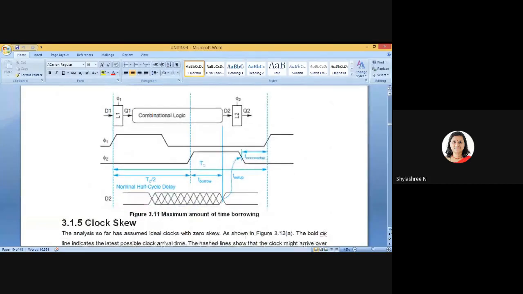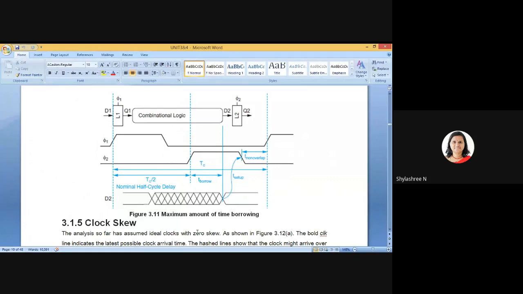Okay. So this is the concept of the maximum amount of time borrowing. What is the maximum amount of time borrowing? I'm talking about the circuit diagram with respect to your timing diagram, with respect to your two-phase transparent latch based system, right? There are two latches, phi 1 and phi 2. So what is the maximum amount of time borrowing you can do? That is what we are discussing now.